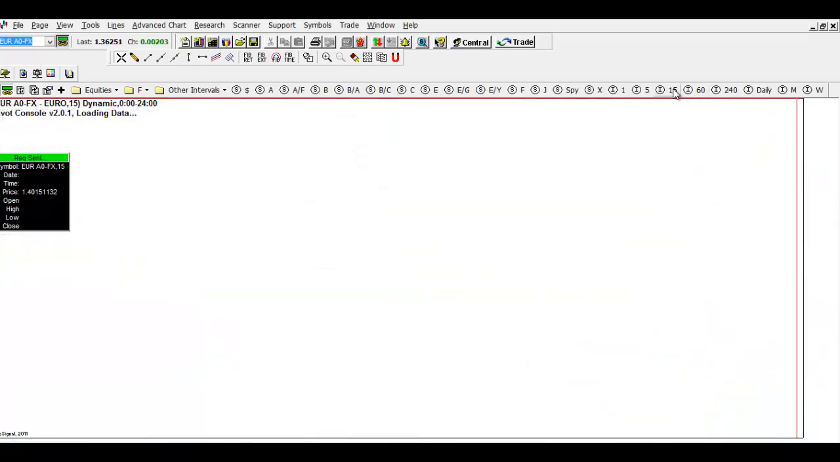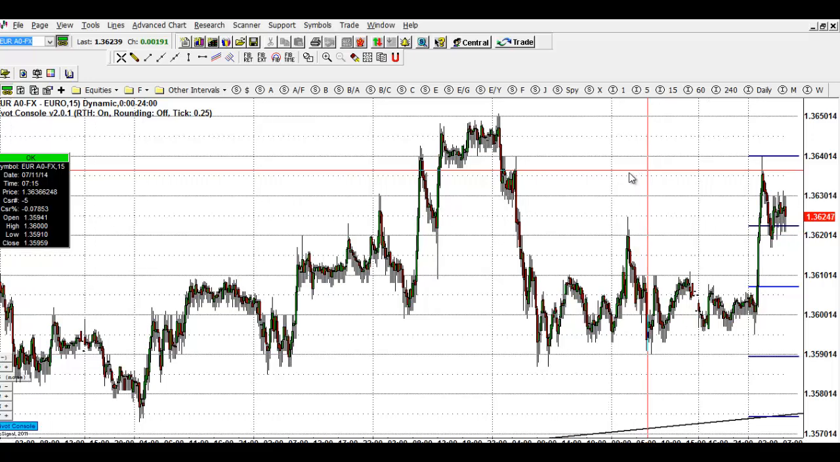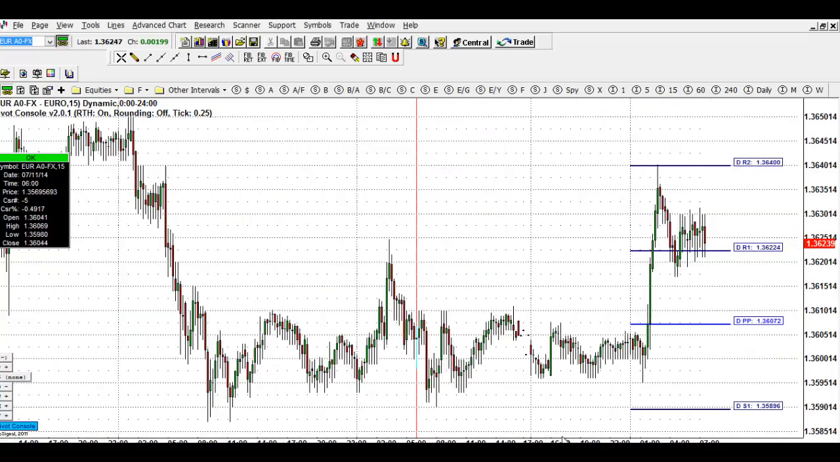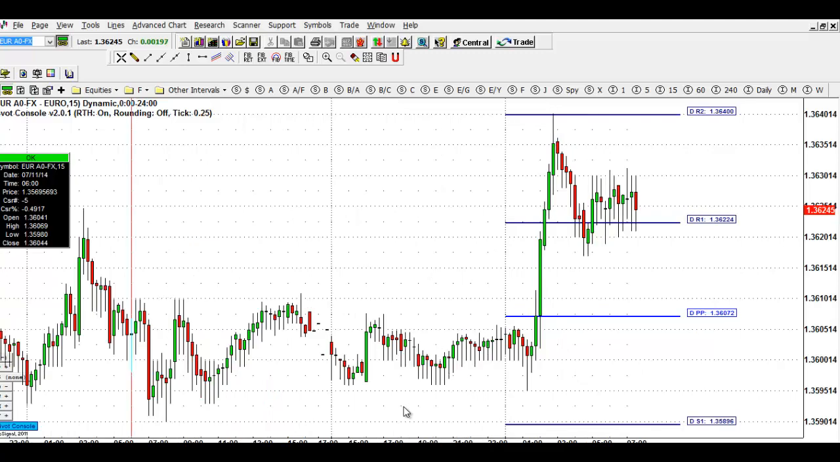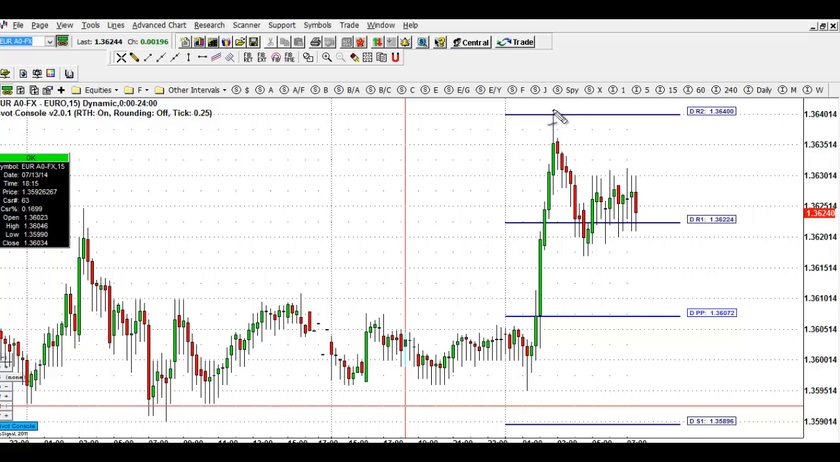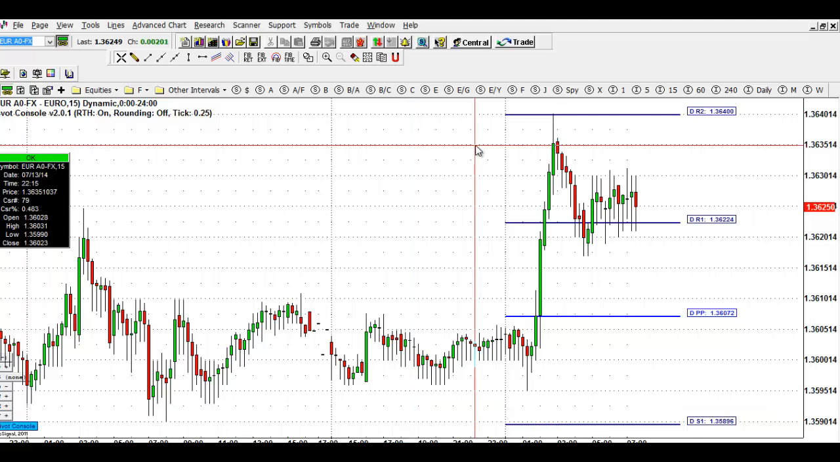And just to point out something else, you'll find that most days the market will spend time between pivot points. So as we can see now, it's Monday morning, and the market high was at this R2 pivot point of 136.40, and the low was above the S1 pivot point. So you'll find, especially with the euro, the market will stay between the pivot points for the day. So that's just an interesting observation for you to note.